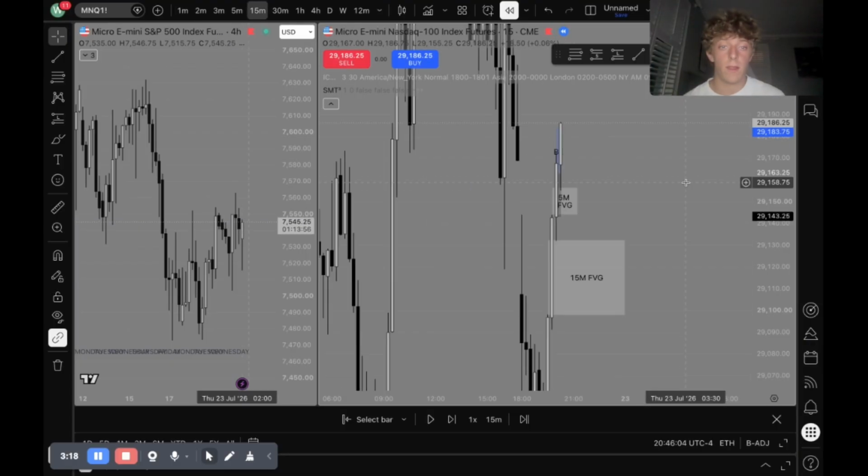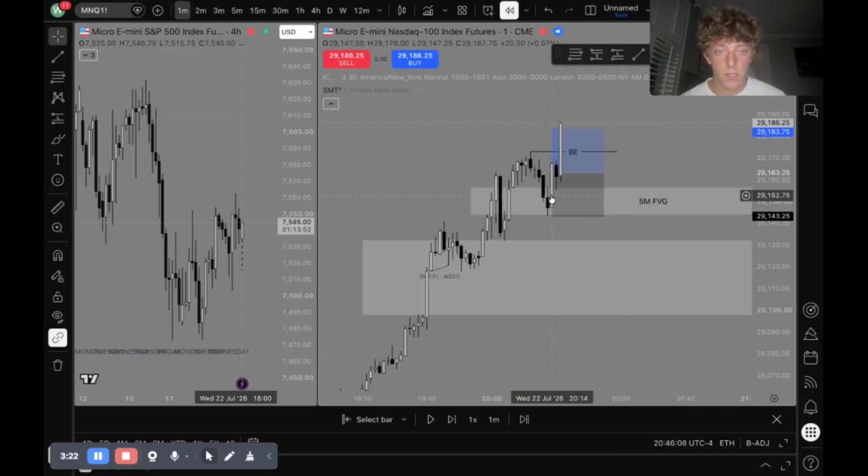Only reason why I didn't wait for this untapped 15-minute gap to get filled was because of how strong this inversion was on the 30-second and the 1 minute. So I wasn't really worrying about price reversing back down all the way down.